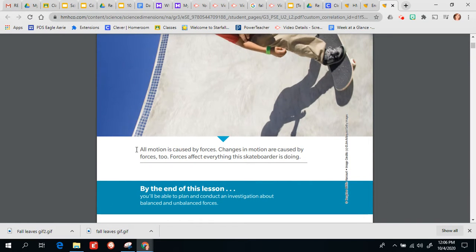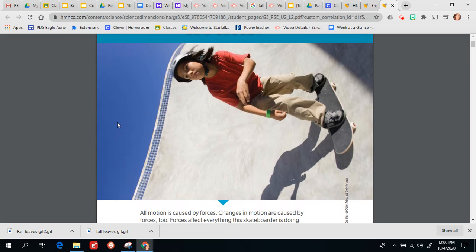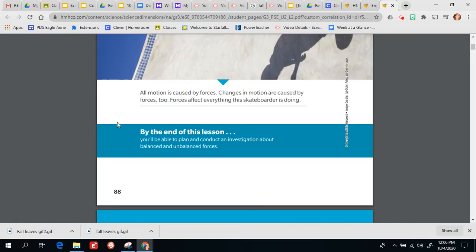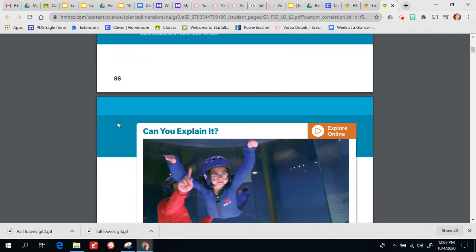Let's read right here at the bottom of page 88. All motion is caused by forces. Changes in motion are caused by forces too. Forces affect everything this skateboarder is doing. By the end of this lesson, you'll be able to plan and conduct an investigation about balanced and unbalanced forces. Turn to page 89.